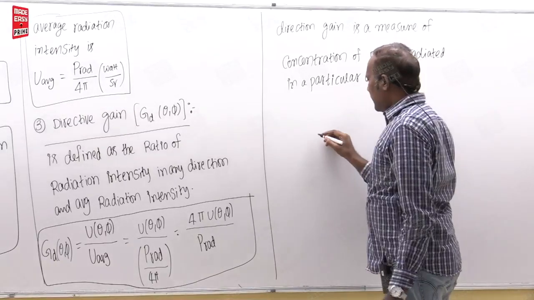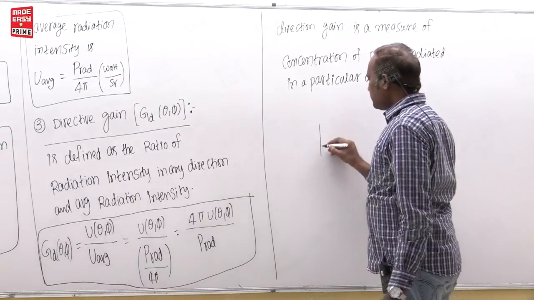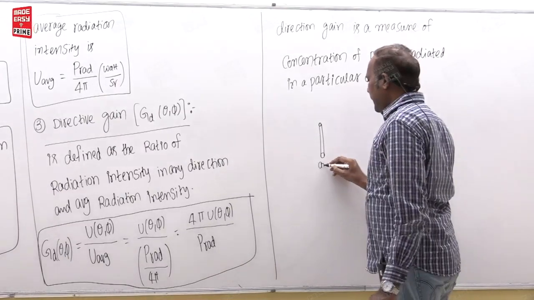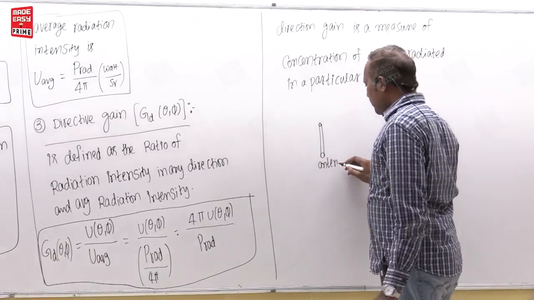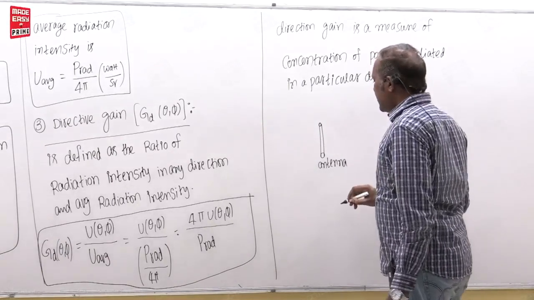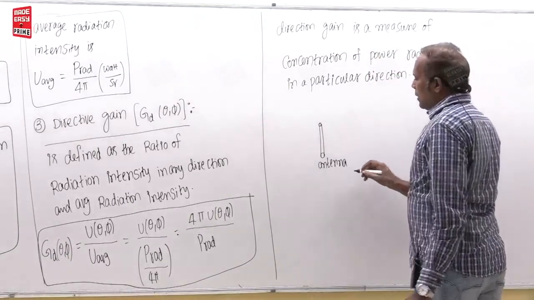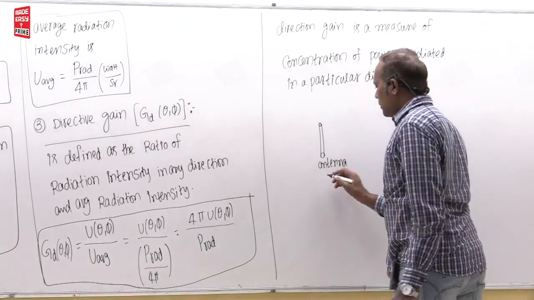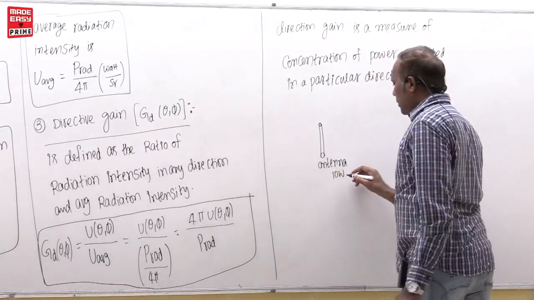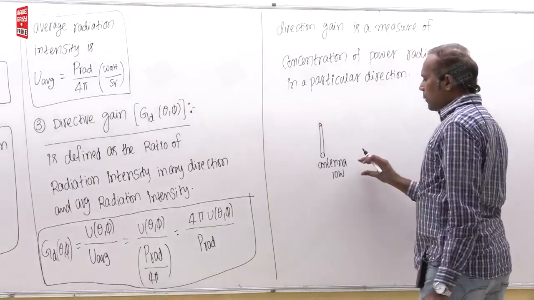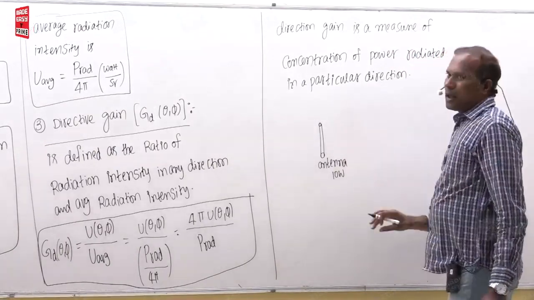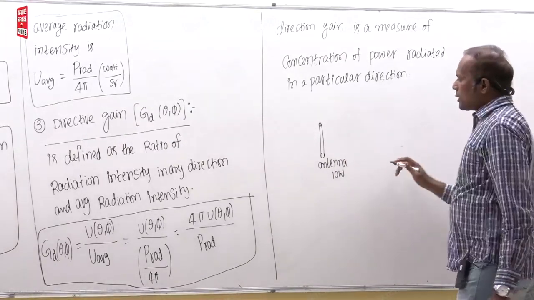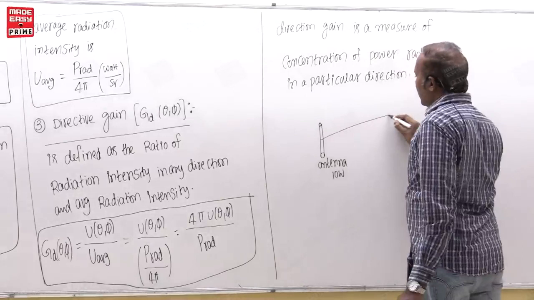For example, I will tell you, student, one antenna is there like this. For this antenna, for example, 10 watt input power is given. Or otherwise it radiates 10 watt. Assume losses of the antenna are 0. Then if you give 10 watt power, it radiates 10 watts. So it radiates like this, let us say.